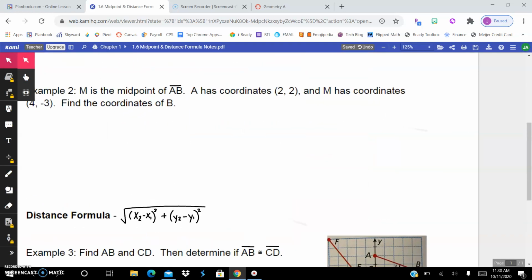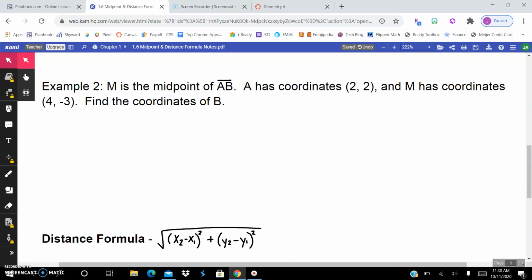For example 2, it says M is the midpoint of segment AB. A has coordinates of (2, 2), and M has coordinates of (4, -3). We need to find the coordinates of point B. This one we're going to have to work backwards, because they're already giving us the midpoint and we have to find one of the endpoint coordinates.